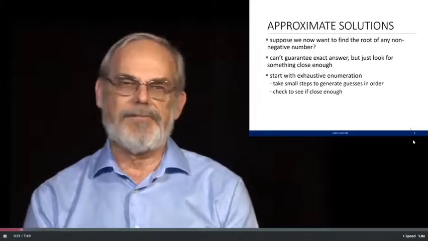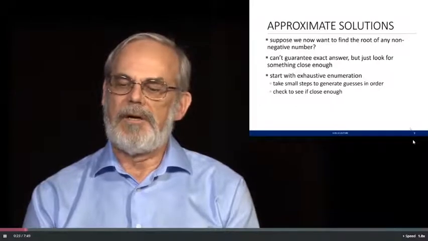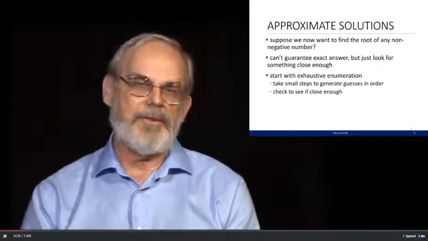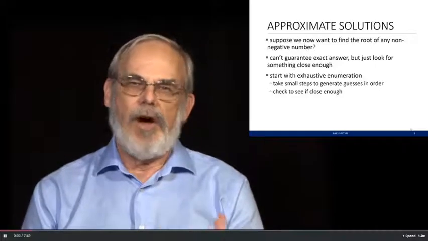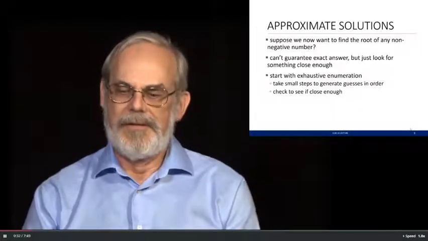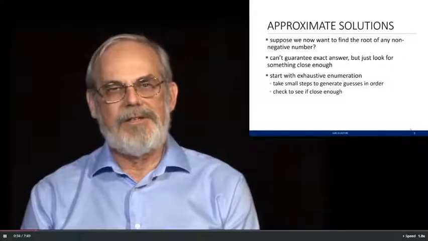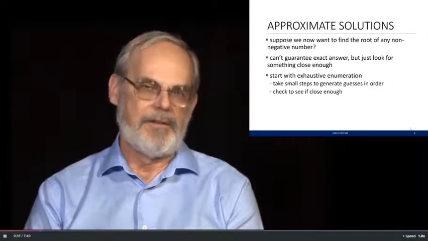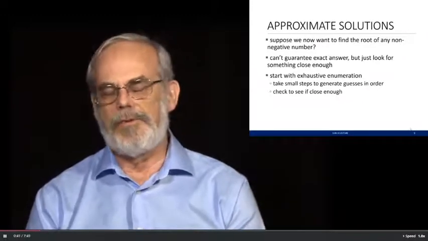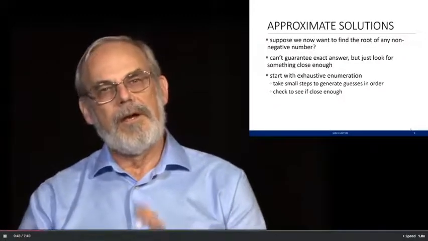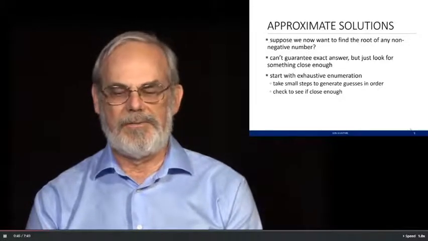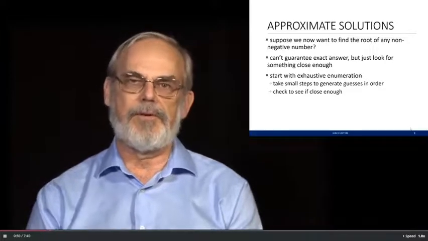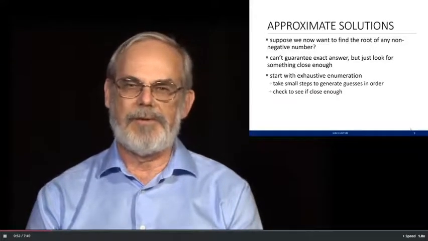But now suppose we want to find, say, the square root or the cube root of any non-negative number. It could be an integer, it could be a float, it could be any number. I can't generate all possible guesses. They're infinite. So I can't, in this case, guarantee an exact answer, but I could come close. Now what I just want to do is try and find a guess that's close enough to the cube root or the square root of the thing I'm looking for. I can still use that notion of exhaustive enumeration, but I'm going to now have to pick examples where I take small steps in order to generate the guess and check to see if I'm close enough.